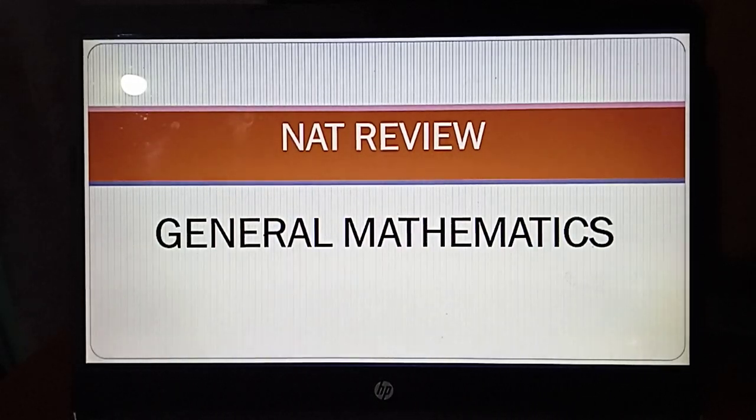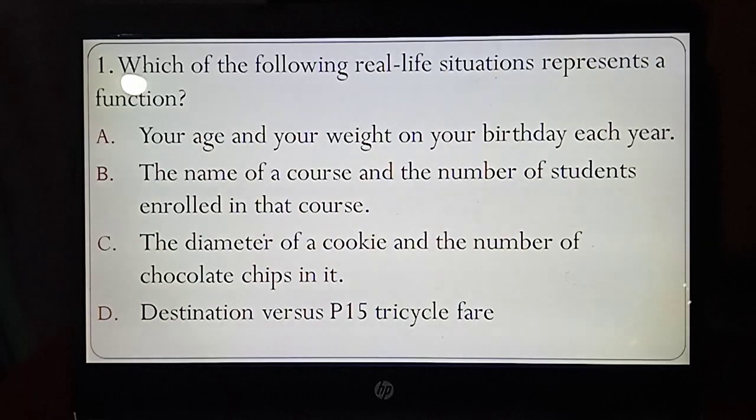This time we are going to discuss questions in general mathematics. This is for our review in the National Achievement Test. So let's go to number 1.